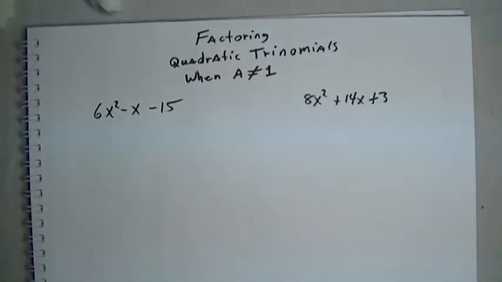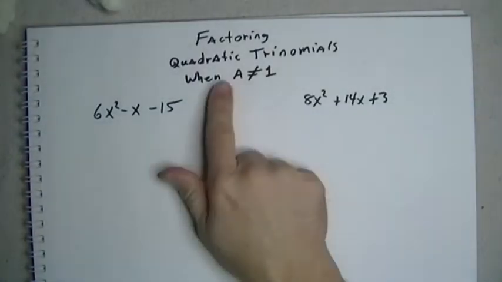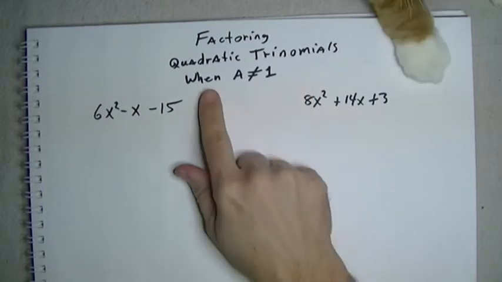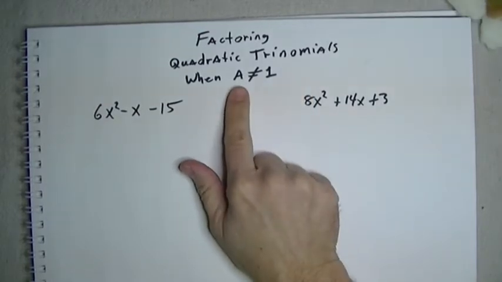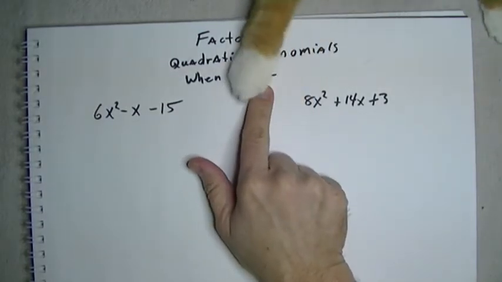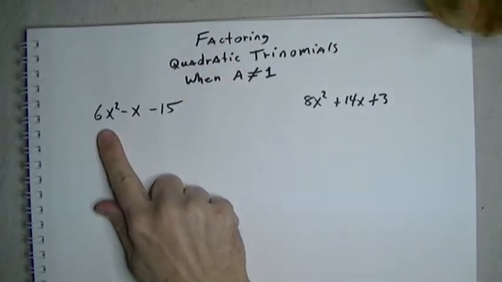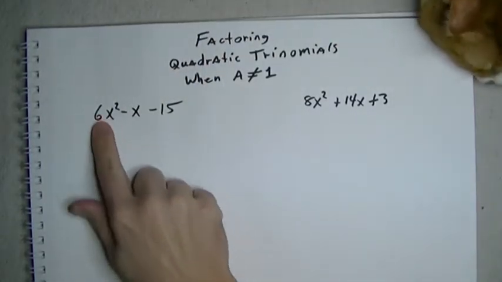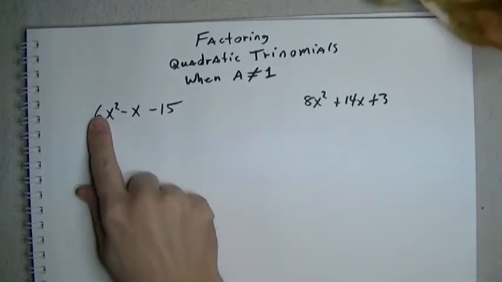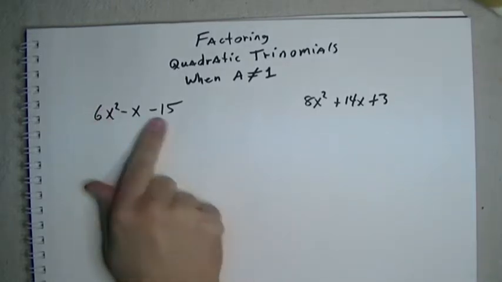Okay, in this video we're going to factor quadratic trinomials when the leading coefficient is not a 1. So in this case we've got a number, in this case 6 if you can see it, and that's not a 1. That's the leading coefficient and it's not a 1. It's something else and we can't factor it out.